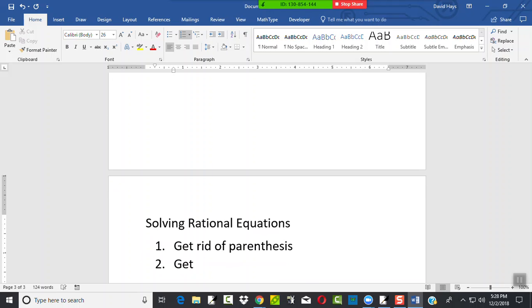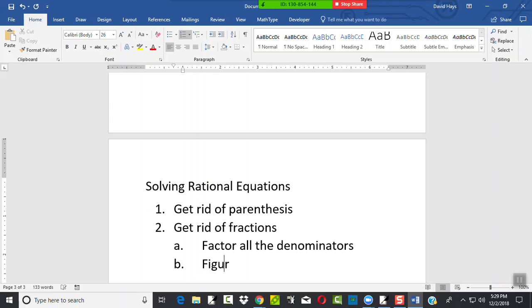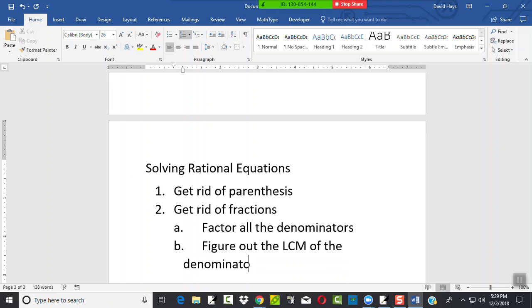Step 2 is the important one in terms of starting out. Get rid of fractions. And how we do that is we factor all our denominators. Figure out the LCM of the denominators and multiply everything by it.